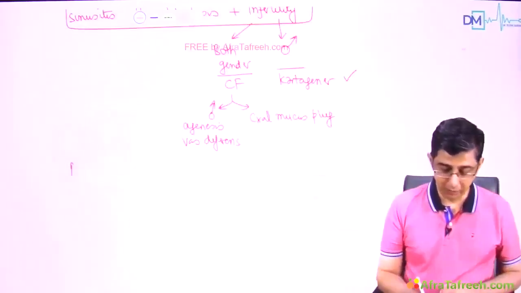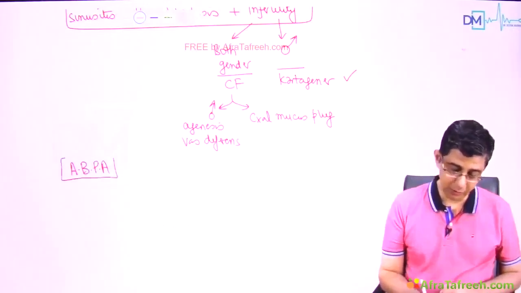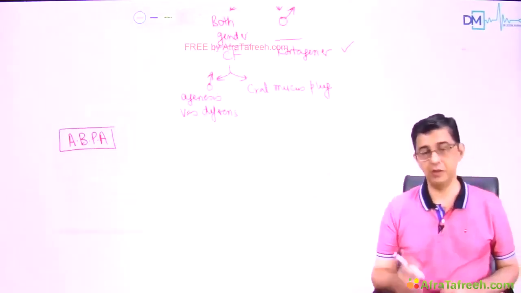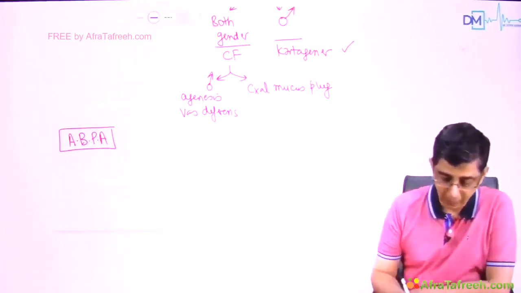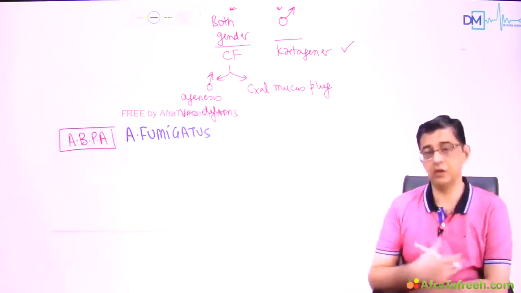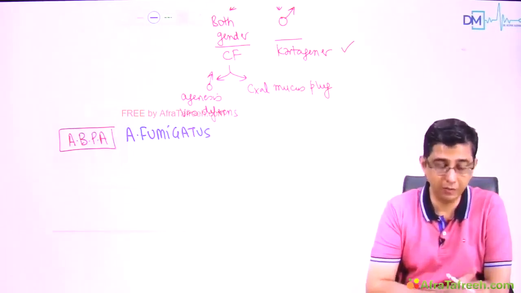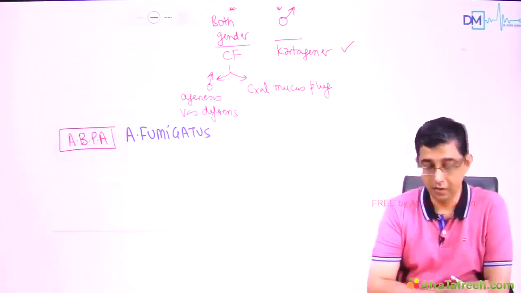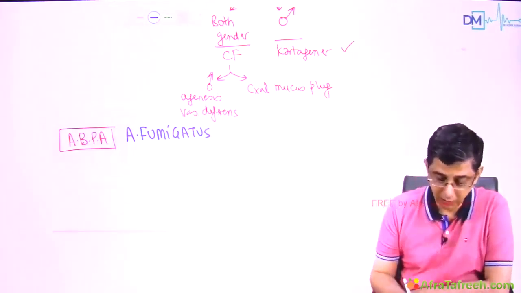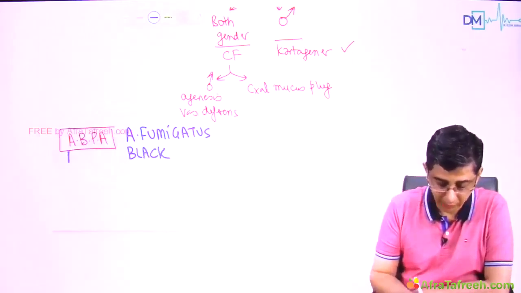Another aspect to be remembered from this discussion is ABPA, that is allergic bronchopulmonary aspergillosis, which is going to be responsible for central bronchiectasis. The organism responsible for this one is Aspergillus fumigatus. Do not answer actinomycetes, which is responsible for bagassosis in a patient or for farmer's lung in a patient. There is colonization of the airways of the patient, due to which the patient will come to you. He is a known asthmatic, let me say.